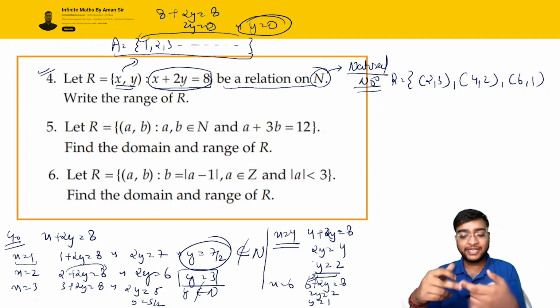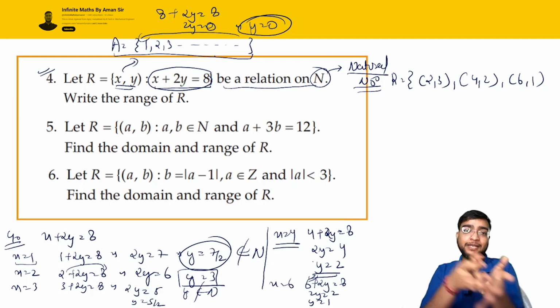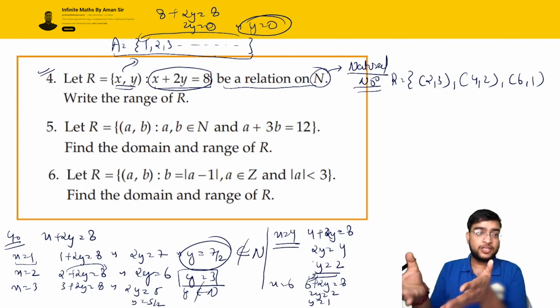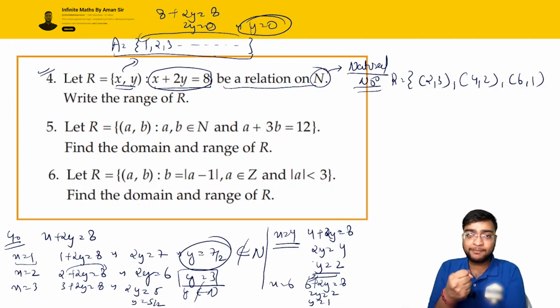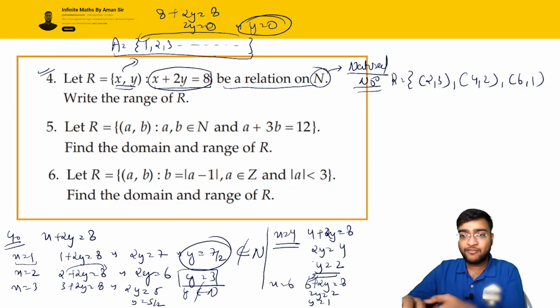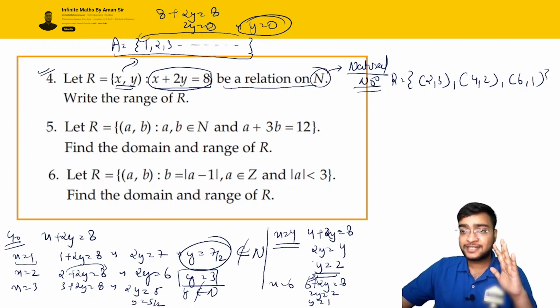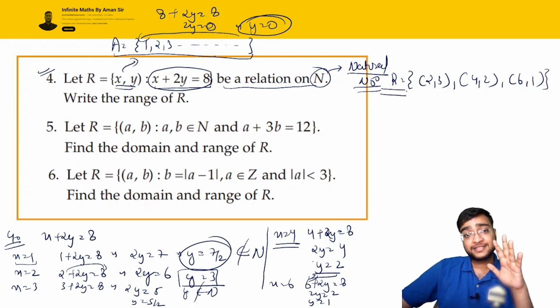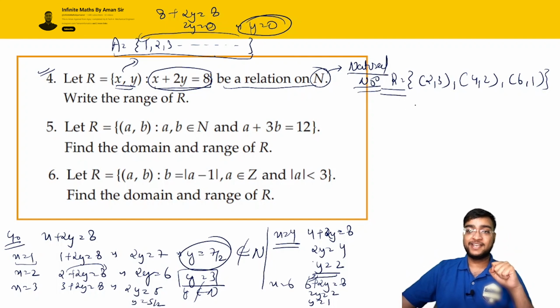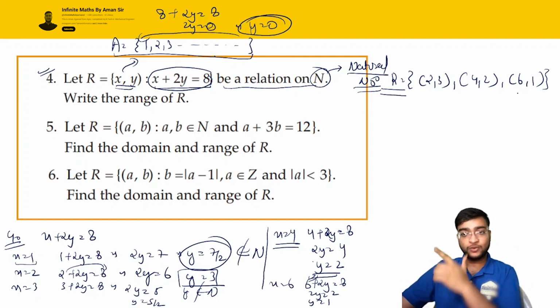Okay, can I take x equals 9? Then that ultimately leads to negative y's. So is a negative y acceptable? I can say no. So there are only the 3 pairs here that come under this relation. Okay sir, so my three pair relation is (2, 3), (4, 2) and (6, 1).